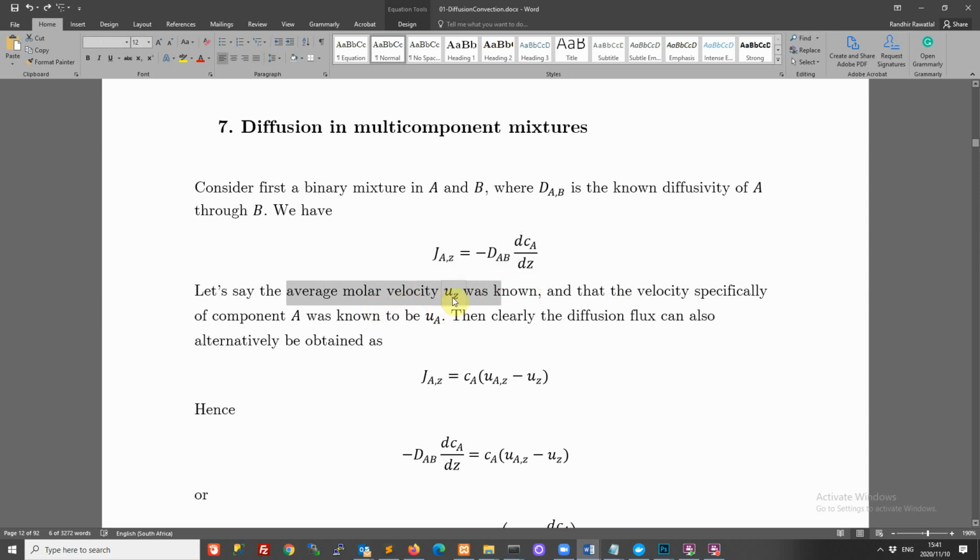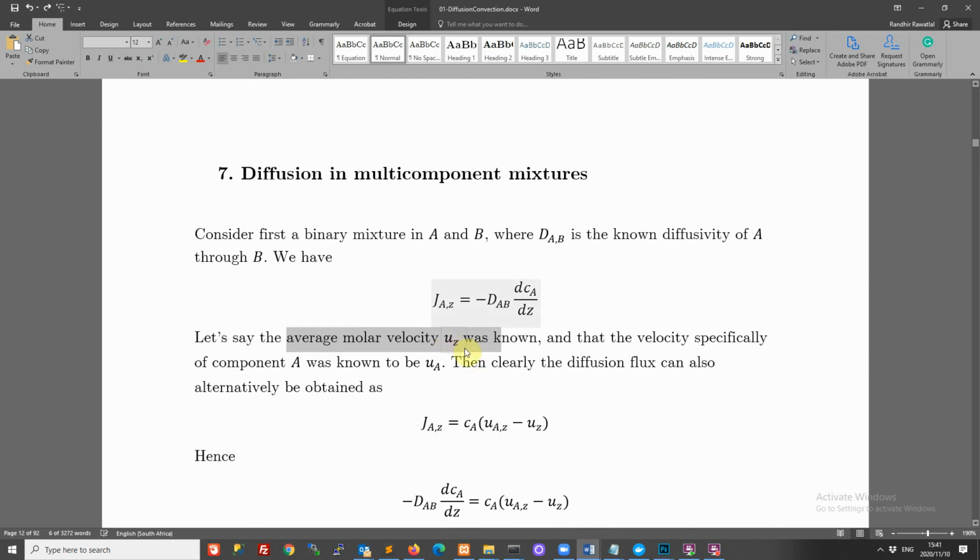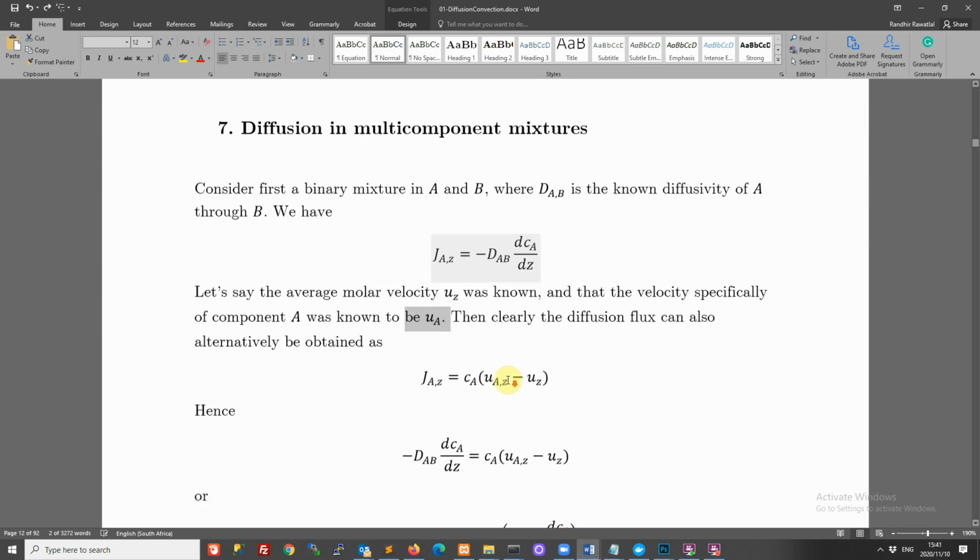So just note this is the molar velocity, right? And this is the average. So I'm not going to use as much notation as here. I'm not going to write mole average. So we'll just call uz the molar average velocity. We will also call the velocity of component A to be uA. We'll define the velocity specifically of component A. And A's velocity might be different to B's velocity because A might be diffusing faster than B, or the reverse, and things like that. Right?